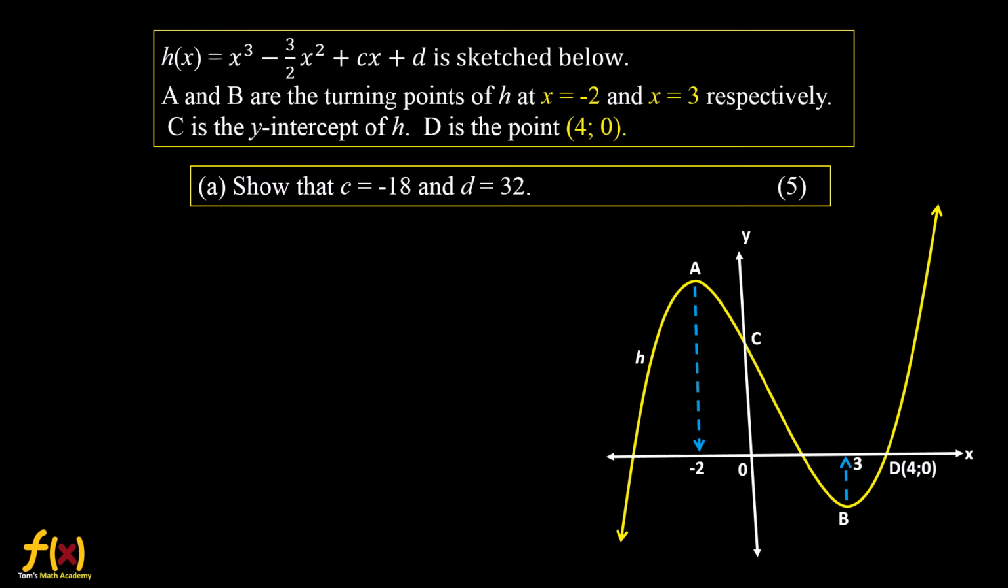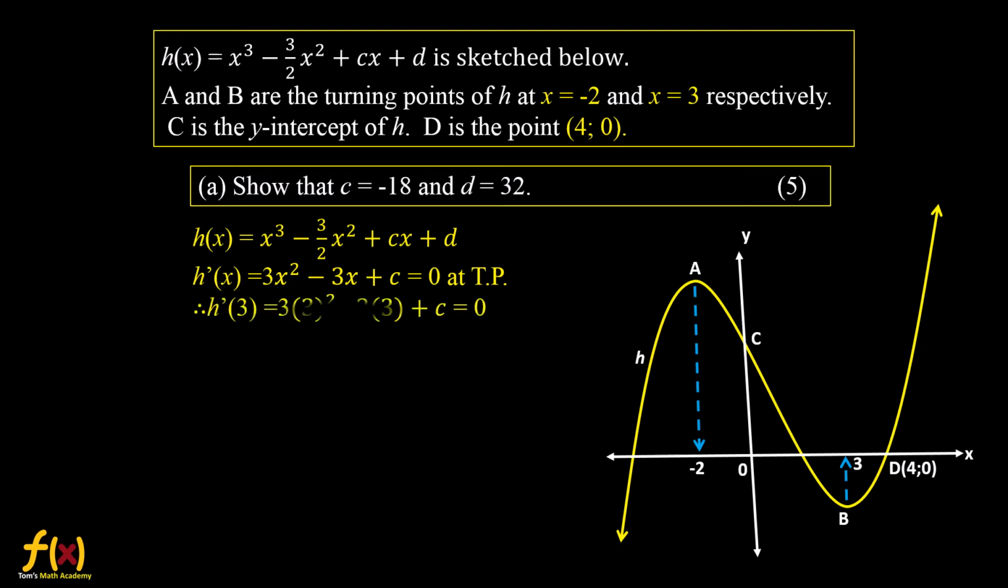What do we do first? We have the turning point and the x coordinate is available there. So turning point. What is the connection between turning point and calculus? The derivative. h dash x must be equal to 0, the derivative equals 0 there at the turning point. Now h dash of minus 2 or 3 we can use. We substitute 3 here, we write 3 times 3 square minus 3 times 3 plus c. So the unknown is c, we solve for c. We get c equals minus 18.